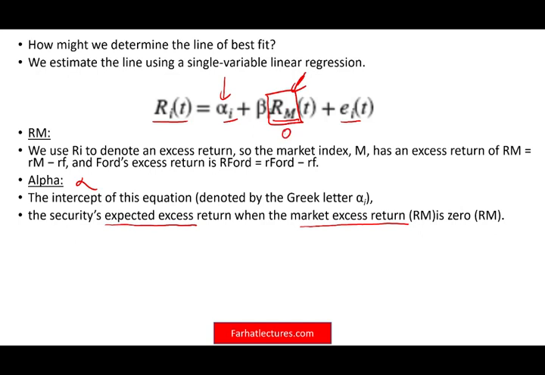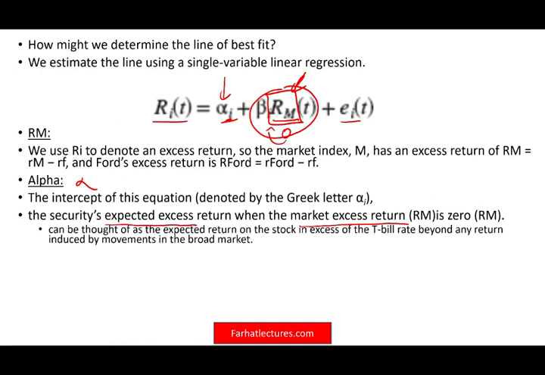If this is equal to zero, if you take zero times beta, even though you don't know what beta is, this is going to give you zero. So simply put, alpha tells you what is the return on this stock? What's the return on Ford Motor stock if the excess return is zero? It means we cannot have any risk premium.